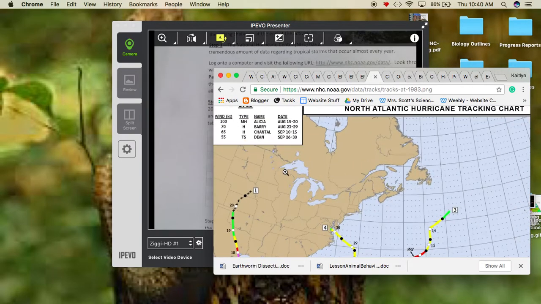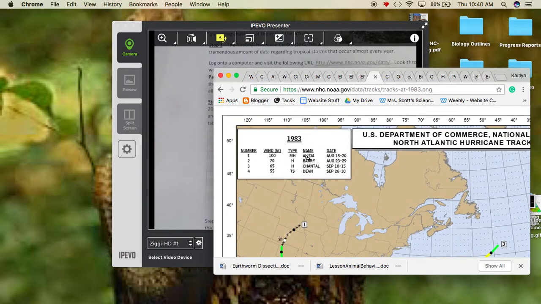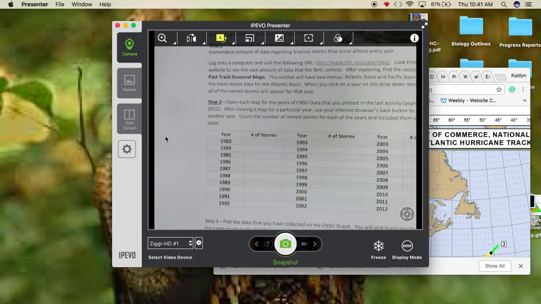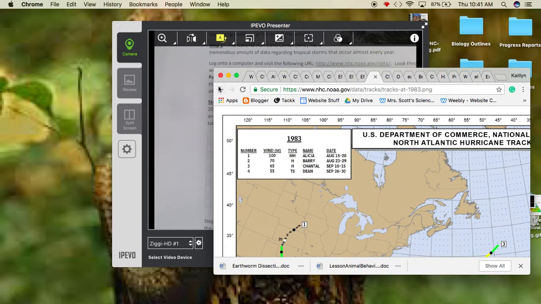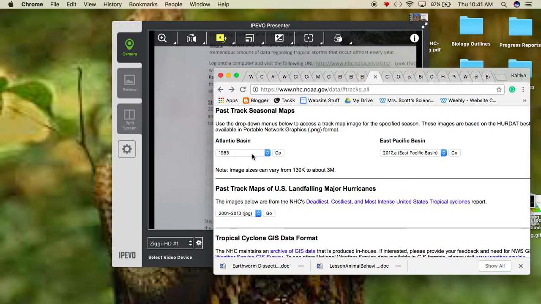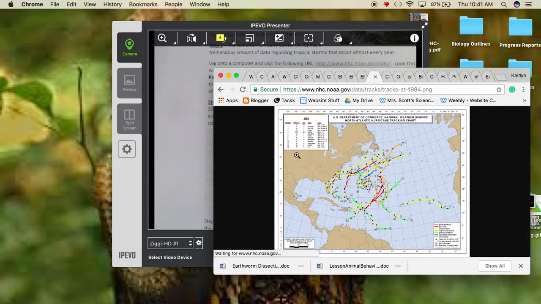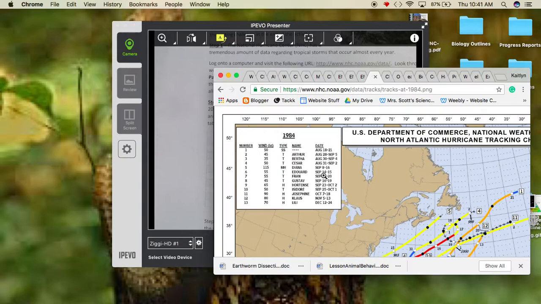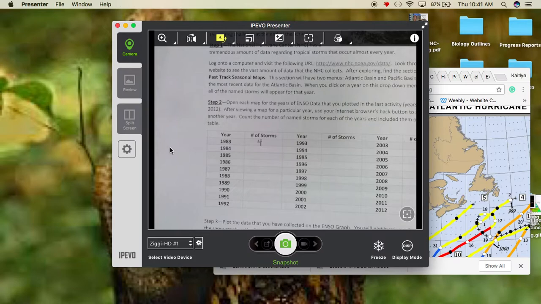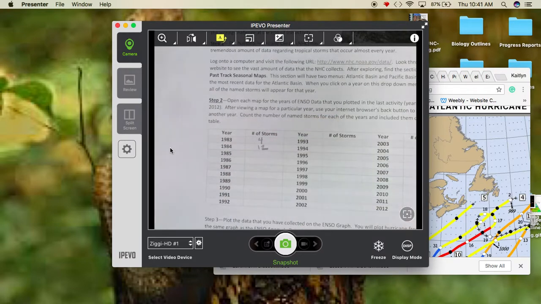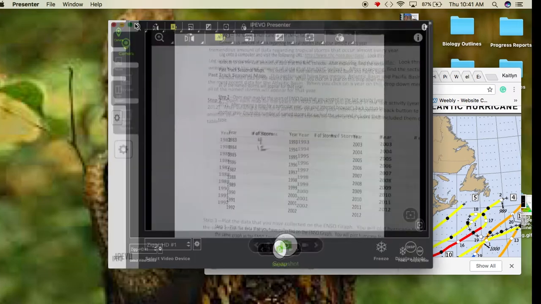And I want to see how many named storms there are. So here, I have 1, 2, 3, I only have 4 named storms that year. So I'm going to put 4. And I'm going to do the same thing for all my other years. Go back, 1984. Go. And you see here, there's a lot more names. There's 1, 2, 3, 4, 5, 6, 7, 8, 9, 10, 11, 12. So I'm going to go back to my paper, and I'm going to put 12. And I'm going to do that, so on and so forth.